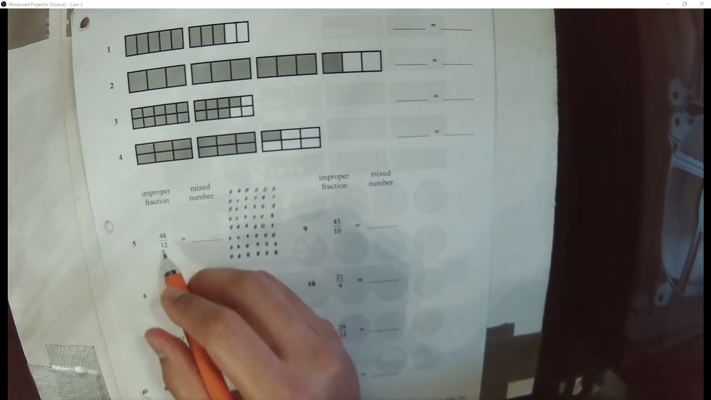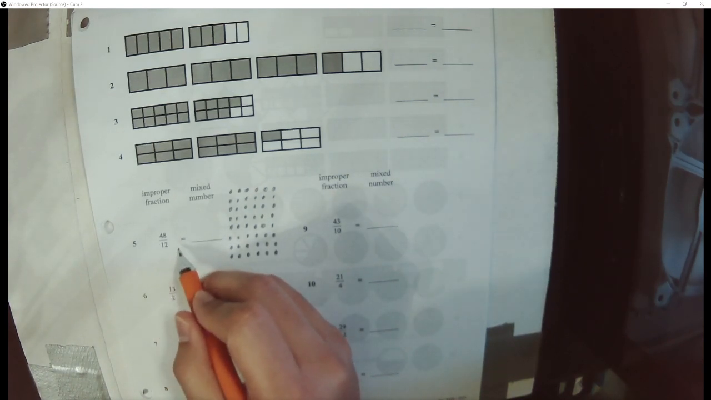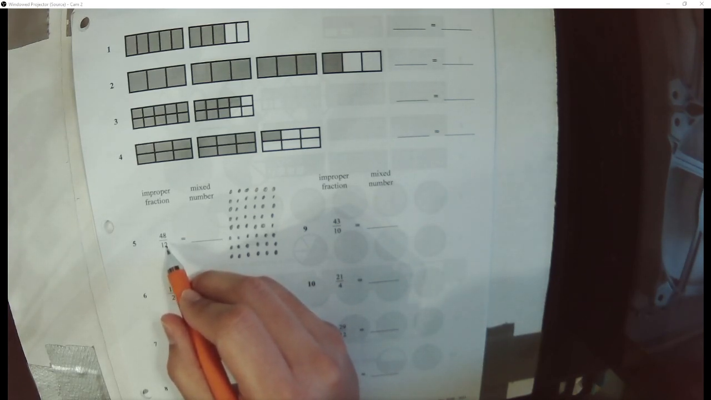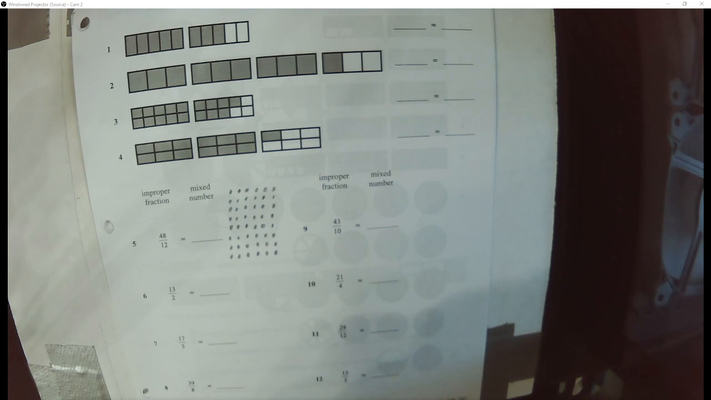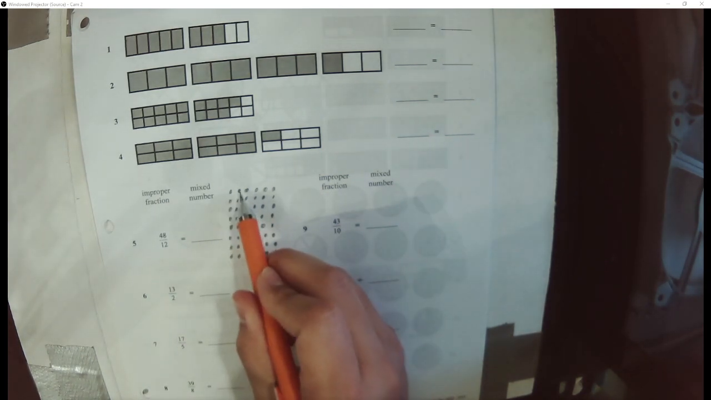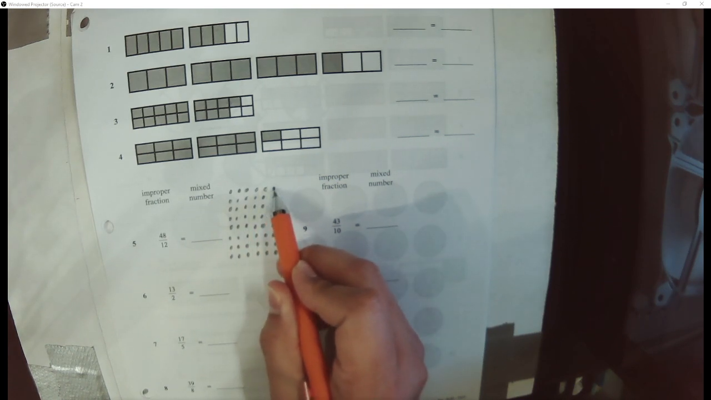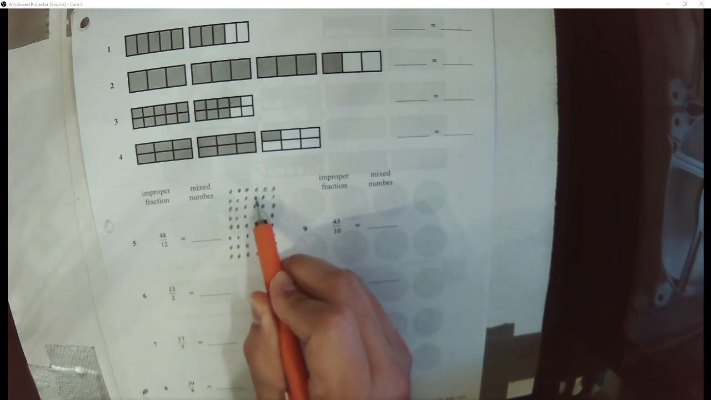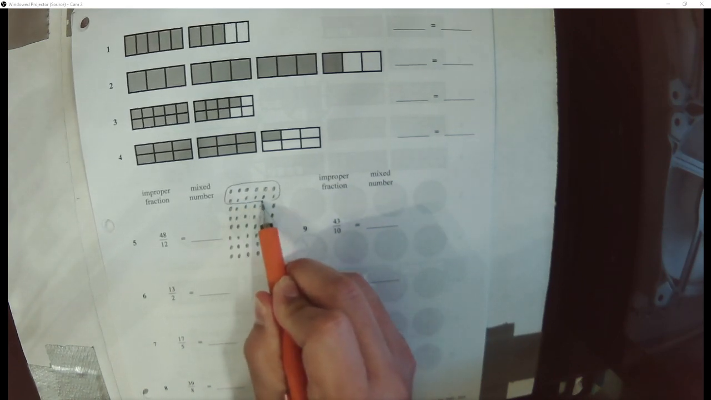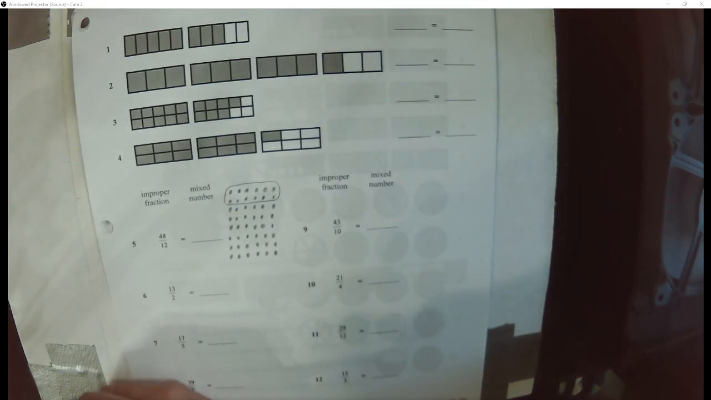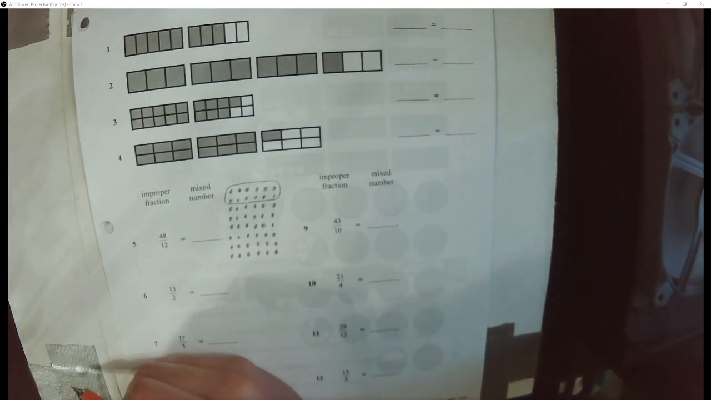Now, I'm going to use my denominator, 12, and I'm going to be putting them into groups of 12. So every time I count 12, I'm going to circle them. So I know that I have one whole. I've got 12 pieces. 1, 2, 3, 4, 5, 6, 7, 8, 9, 10, 11, 12. Okay. So these are one group. That's one whole. It's got 12 pieces in it.